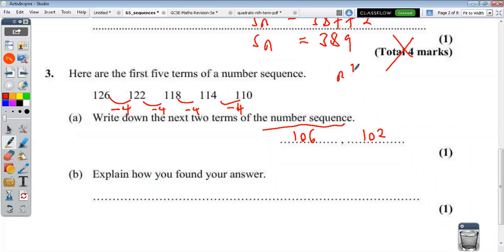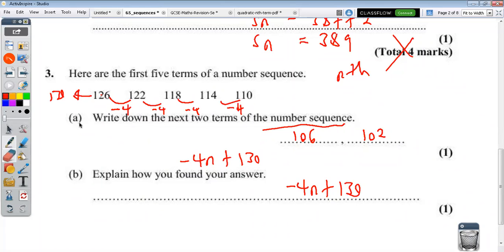Easier. But the nth formula now. So what's the difference? Minus 4. So minus 4n multiplication table. I hope everyone is following me, minus 4n. Then I ask myself, what will be the term before the first term? What will be the term before this first term? 130. Because if I subtract 4, then I'm there. So it's minus 4n plus 130.